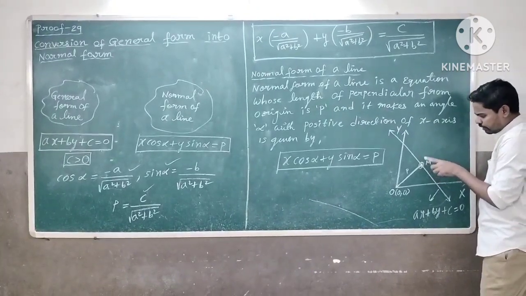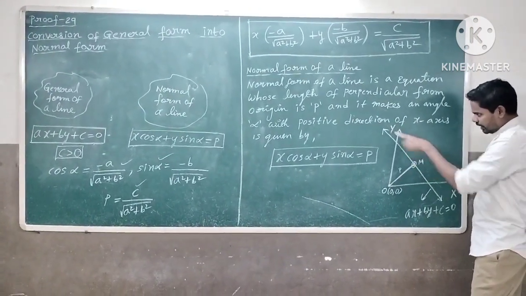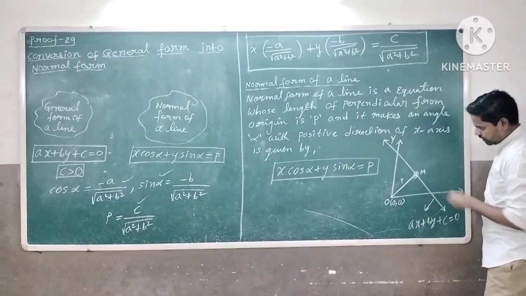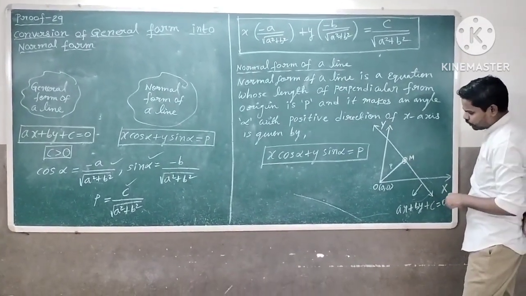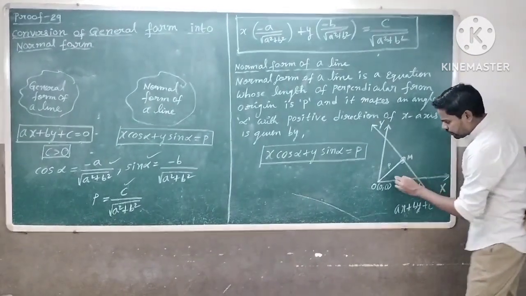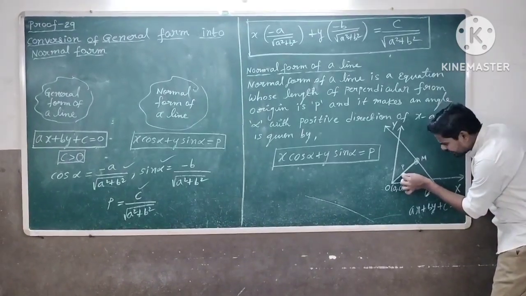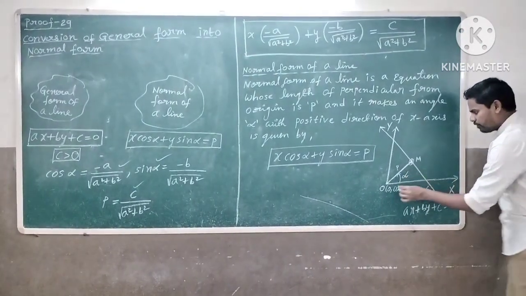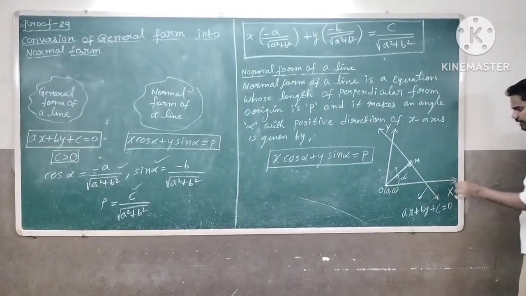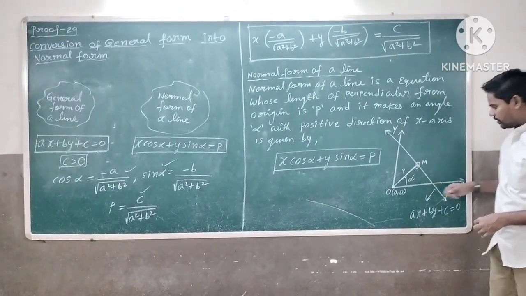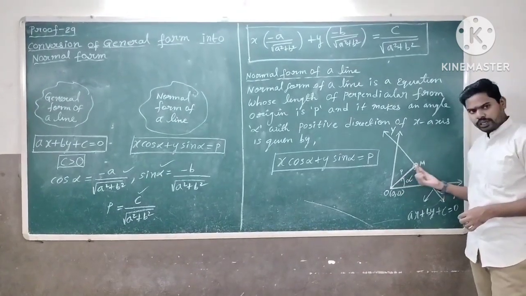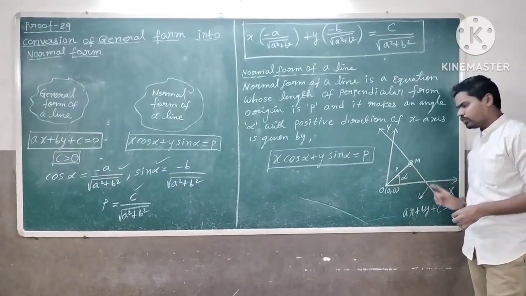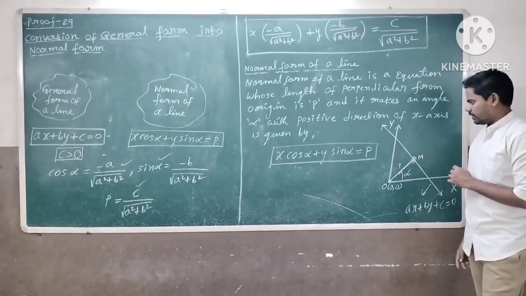So this is the point where the perpendicular intersects this line ax plus by plus c is equal to 0. At the same time, this perpendicular makes an angle alpha with the positive direction of x axis. This is the positive direction of x axis. So here perpendicular OM makes an angle alpha with the positive direction of x axis.